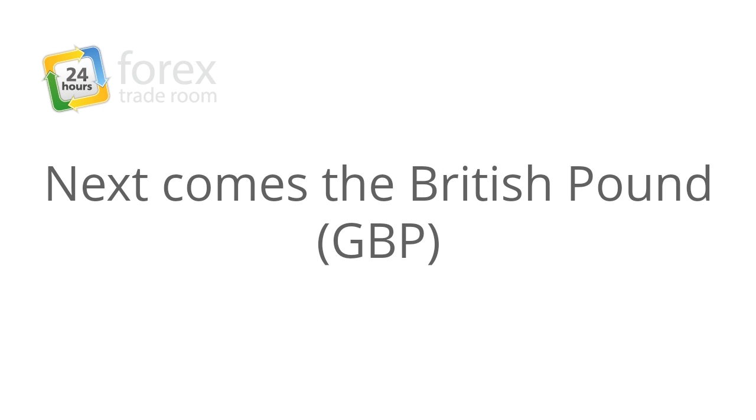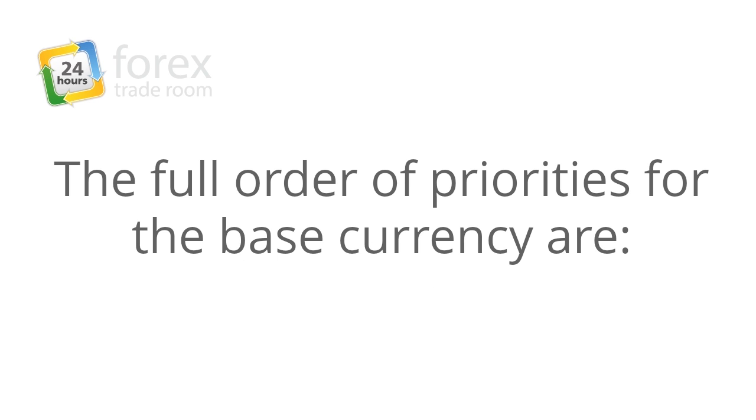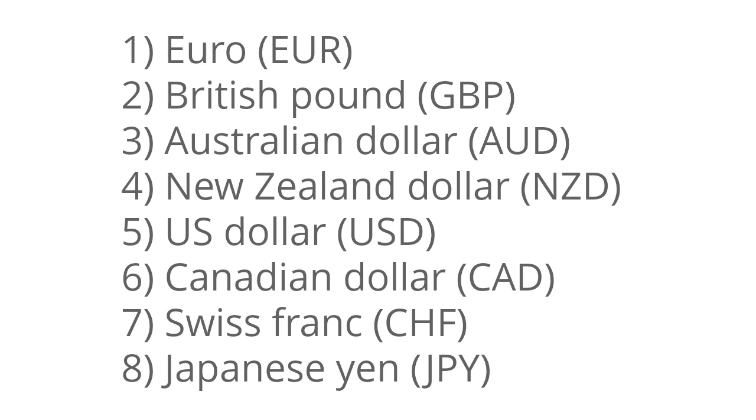Next comes the British pound. The pound is always the base currency when it is paired, except when it is paired with the euro. The full conventional order of priorities for the base currency with respect to major and minor currencies is number 1, the euro, number 2, British pound, number 3, Australian dollar, number 4, New Zealand dollar, number 5, US dollar, number 6, Canadian dollar, number 7, Swiss franc, and lastly, number 8, Japanese yen.